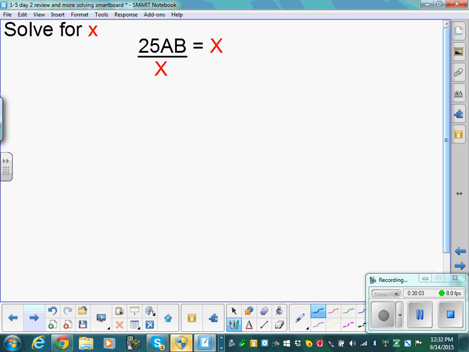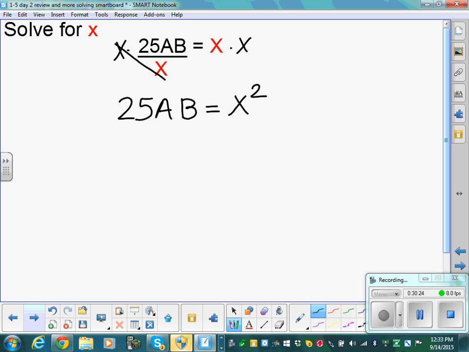Okay, last one here. We have solve for x. We have 25ab over x is equal to x. Once again, we do have two x's. They're not like terms though right now. So what we would do is I would get rid of the fraction. So I'd multiply both sides by x. So then x divided by x is gone. So we have 25ab is equal to x squared.